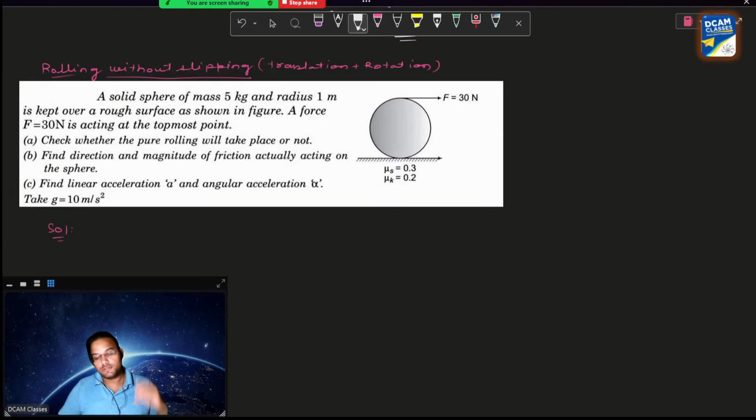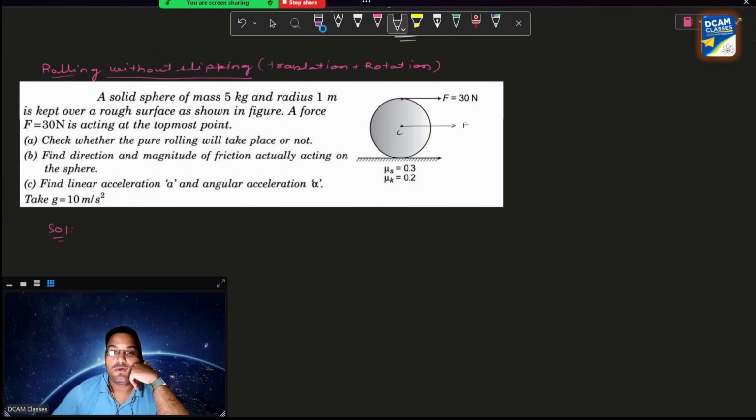See how we will solve this question. A solid sphere of mass 5 kg and radius 1 meter is kept over a rough surface. A force of 30 newtons is acting at the topmost point. See, whenever a force is acting at a point, you have to see its first tendency. If the force was acting at the center, the only thing it can do is translation, because there won't be any torque about the center.